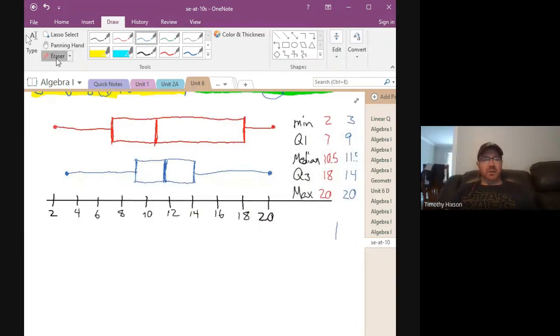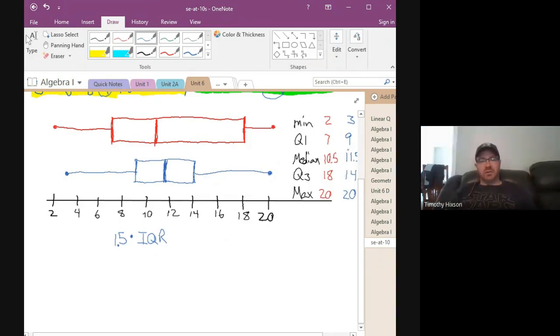And to review how to find these outliers, we were doing this on Monday. Remember, you take the IQR, and you multiply it by 1.5. So 1.5 times the IQR. Well, the IQR here, the first quartile is 9, the third quartile is 14. So from here to here, the IQR is 5. Okay, so this is 1.5 times 5, and that actually gives us 7.5.